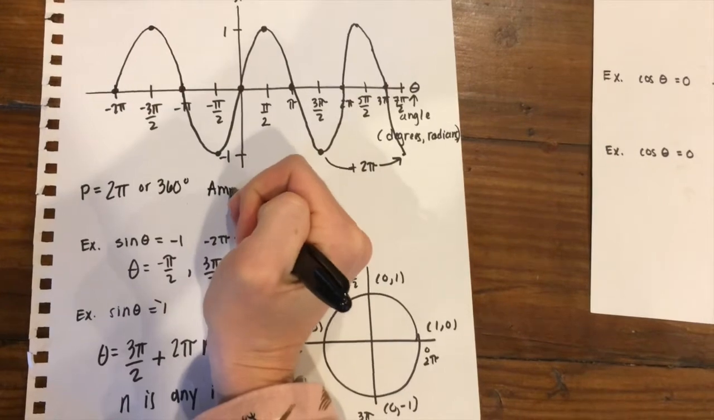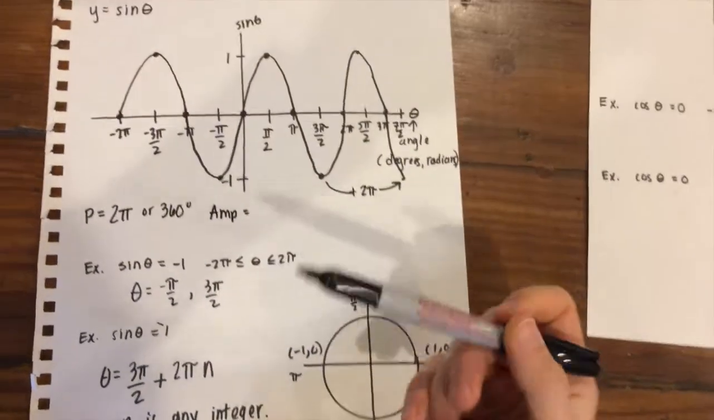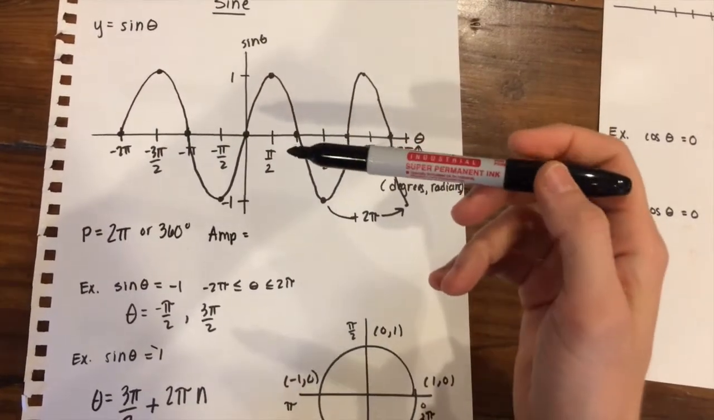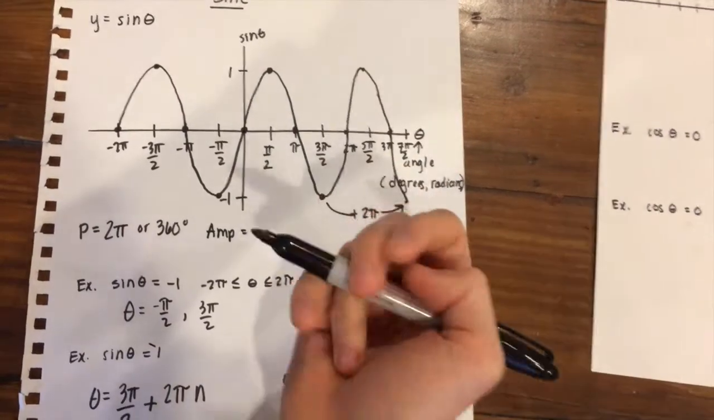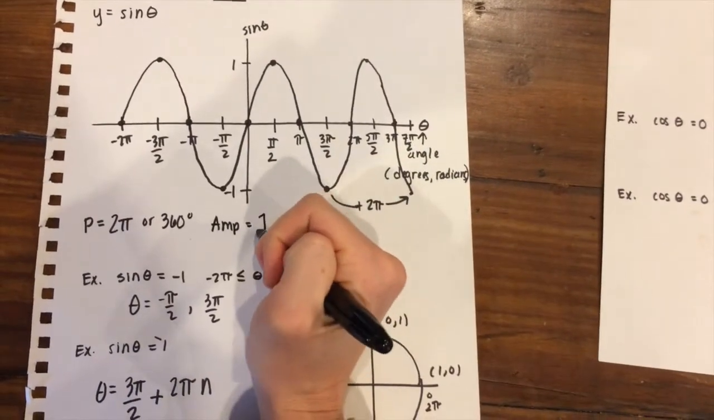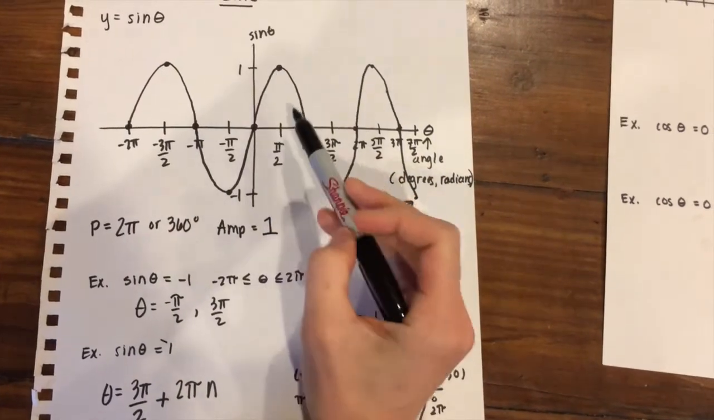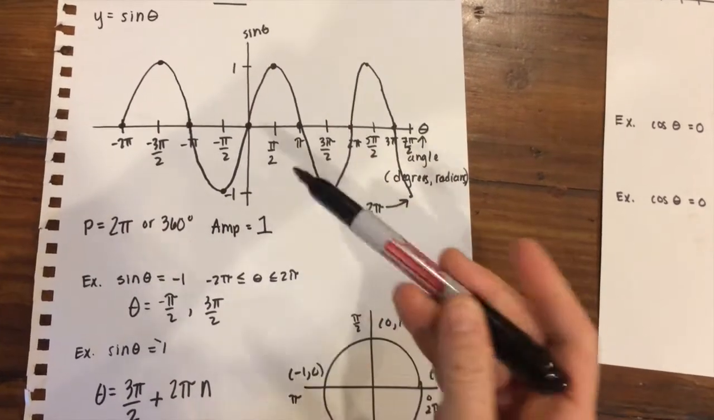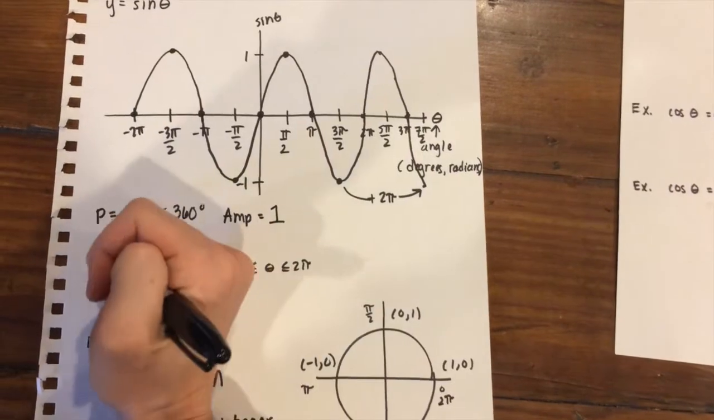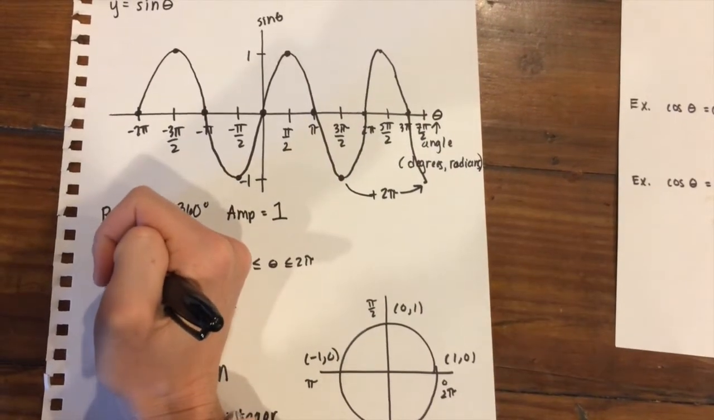Amplitude. Amplitude is the distance from the middle of the function to the top or the middle to the bottom. So what's the amplitude here? Okay, amplitude is 1. Middle to top is 1, or middle to bottom is 1. Remember, amplitude is always positive. Equation of the midline.